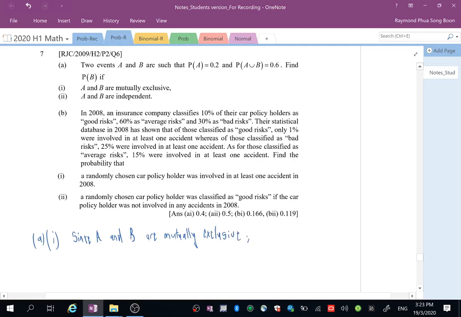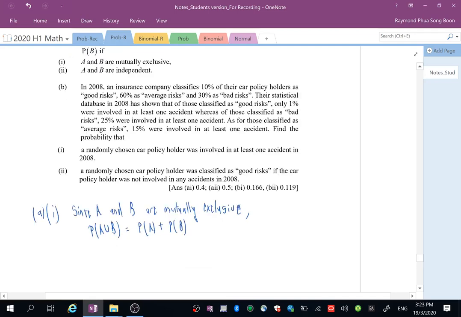So if events A and B are mutually exclusive, then we know that probability of A intersect B is 0. So therefore, probability of A union B will be equal to probability of A plus probability of B. The reason is because, as I've just said, probability of A intersect B is equal to 0. So therefore, probability of A union B is equal to PA plus PB.